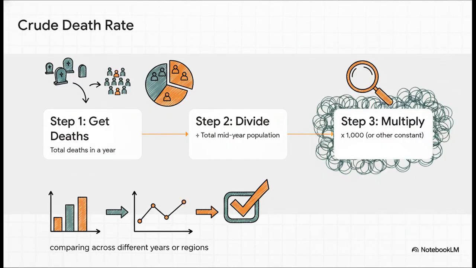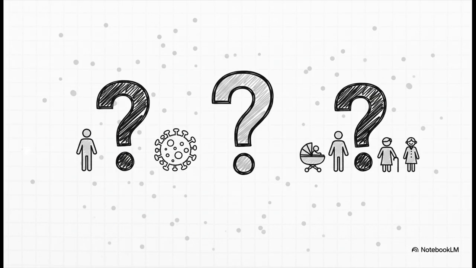And there it is, the whole thing. You take your total deaths, divide by that mid-year population, and then you multiply it by a nice round number, usually 1,000. What you get is a single clear number, like 10 deaths per 1,000 people. And that makes it really easy to compare what's happening this year versus last year, or in this city versus that city. But here's the thing.